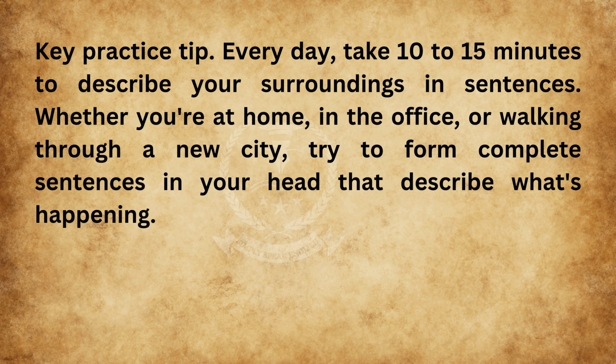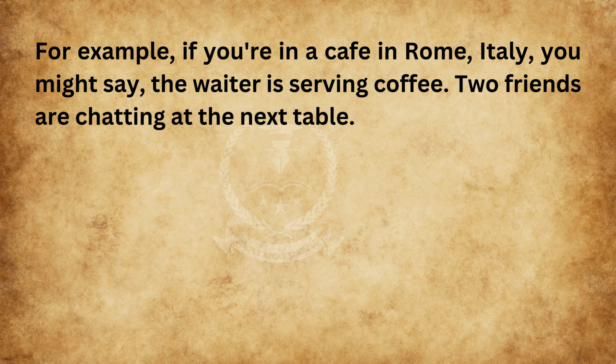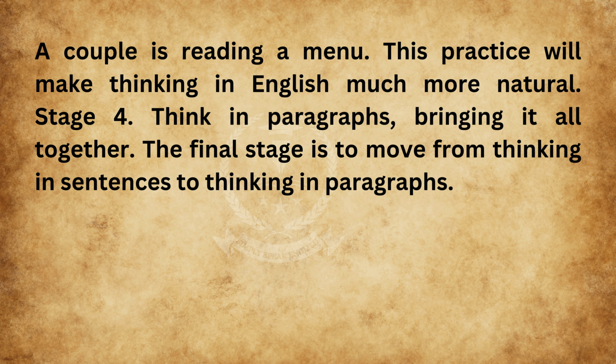take 10 to 15 minutes to describe your surroundings in sentences. Whether you're at home, in the office, or walking through a new city, try to form complete sentences in your head that describe what's happening. For example, if you're in a cafe in Rome, Italy, you might say, "The waiter is serving coffee. Two friends are chatting at the next table. A couple is reading a menu." This practice will make thinking in English much more natural.